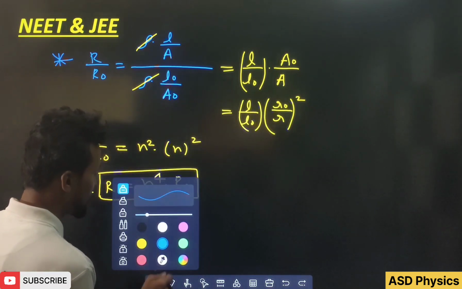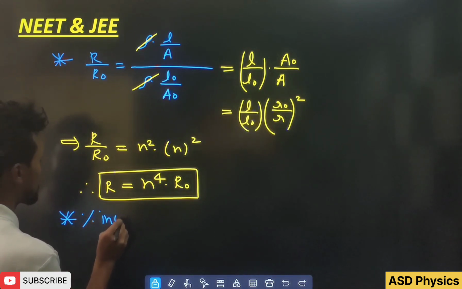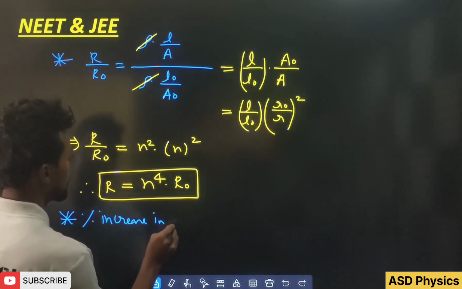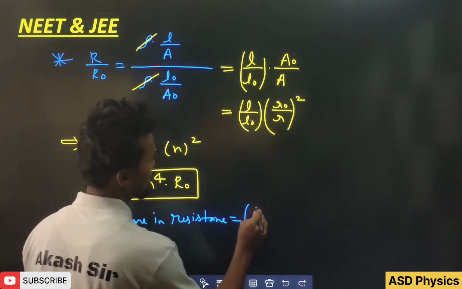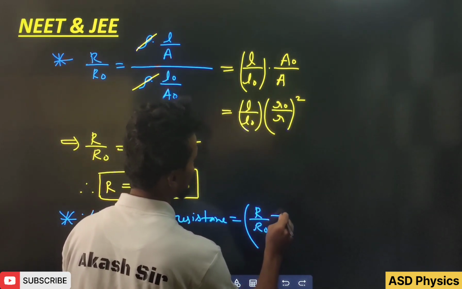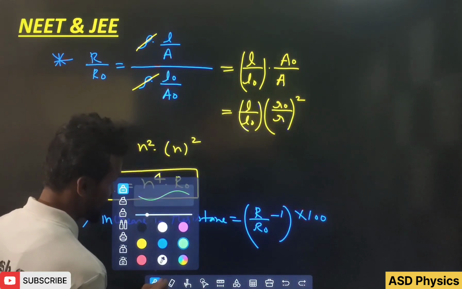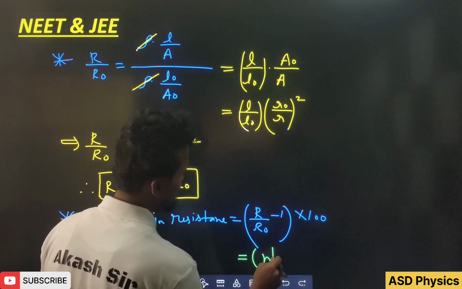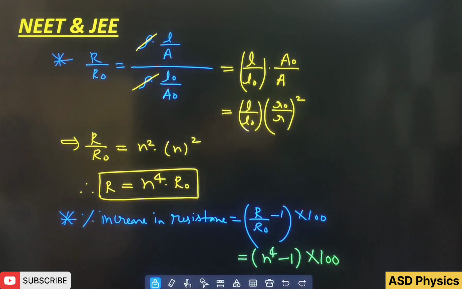Okay, and if in case they ask, as I have told you, percentage increase in resistance, again what I will write here: R by R naught minus 1 into 100, na? Because before also I have done it. That means it will become n to the power 4 minus 1 into 100. Is it? Can you see very well how we have done this?